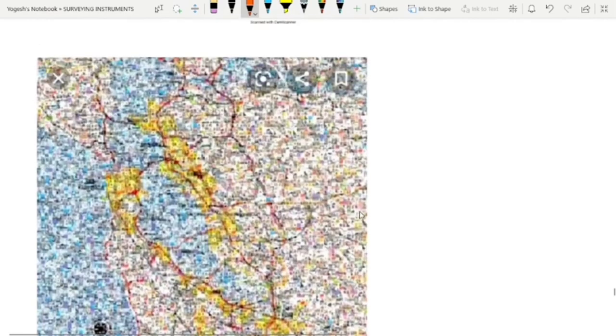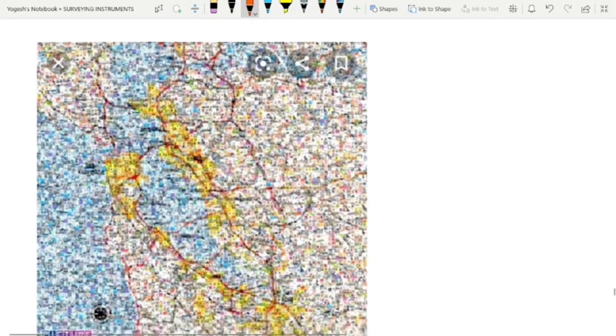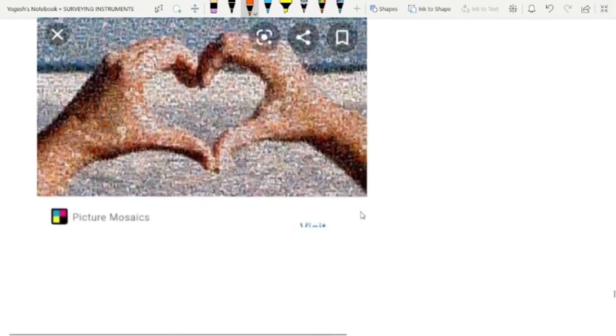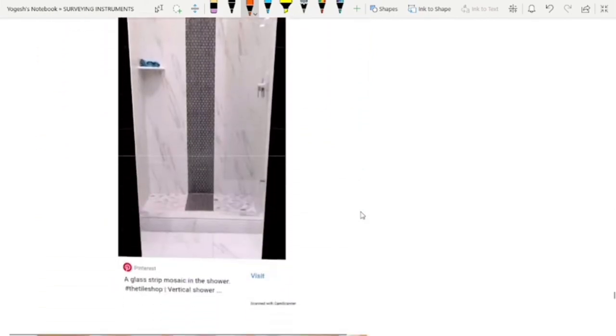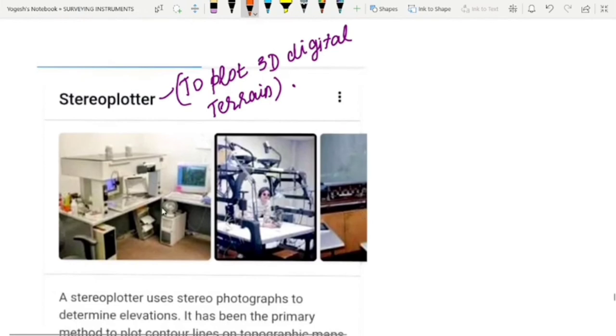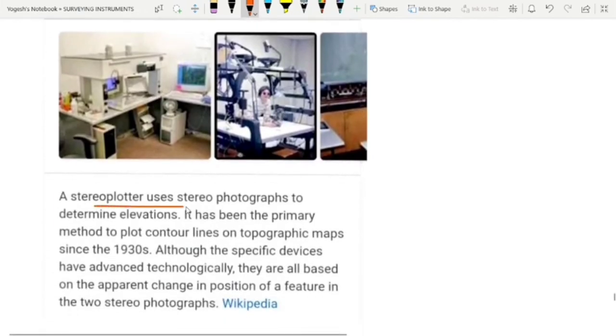This is a mosaic. A mosaic is basically the combination of two or more photographs, aerial photographs. This is also a mosaic. Stereo plotters are used to plot the 3D digital terrain. Stereo plotters use stereo photographs to determine the elevations.